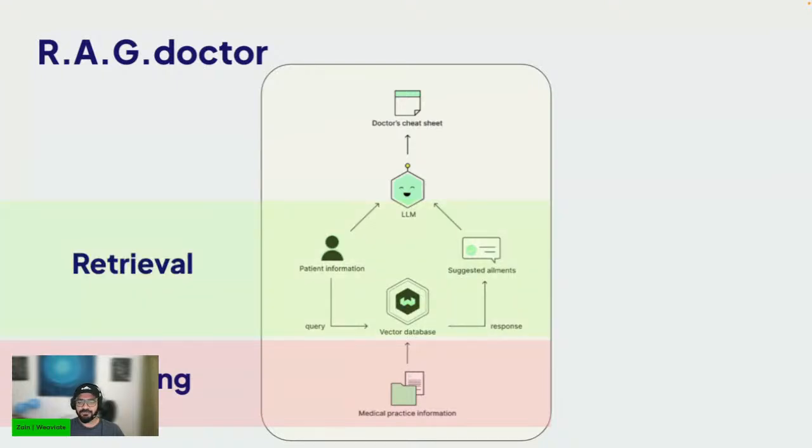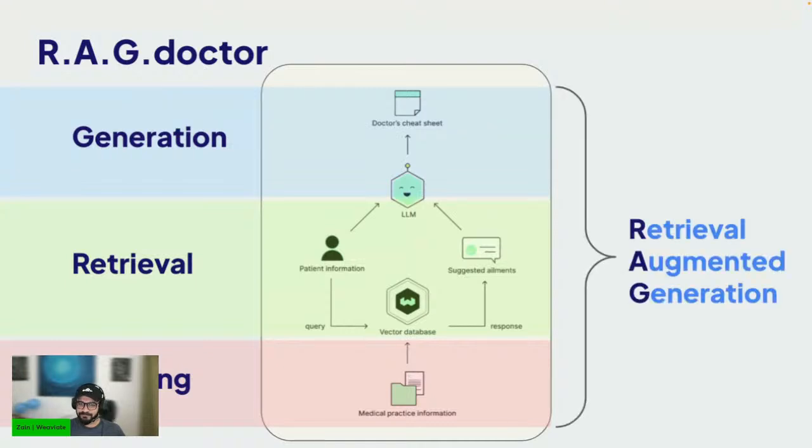The next phase is the retrieval phase, where you have to efficiently search over your knowledge base and find out which 5 to 10 things are relevant, and then everything else becomes irrelevant for your particular query. And then you have the generation phase. So I call this the RAG doctor approach, because you've got the 3 components of RAG in here.